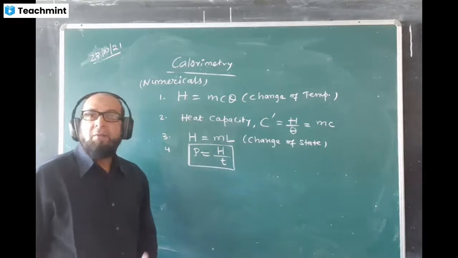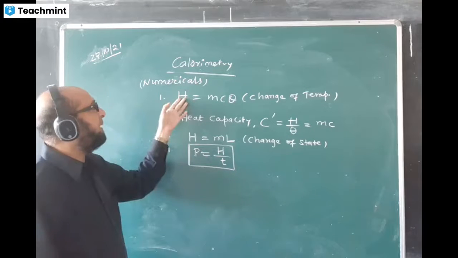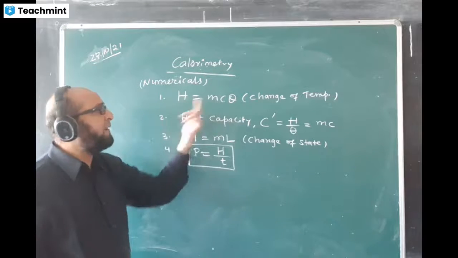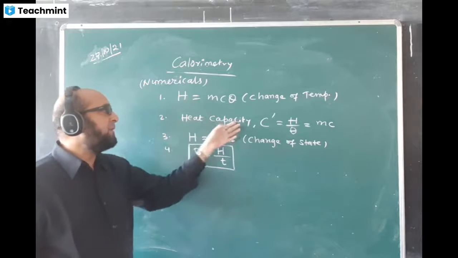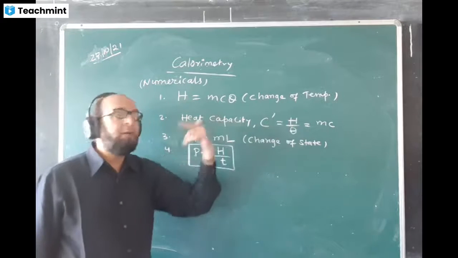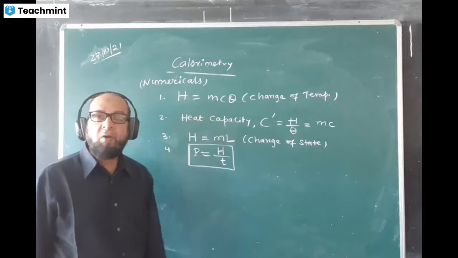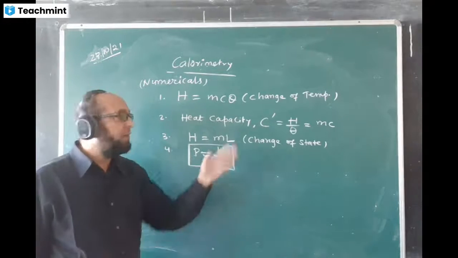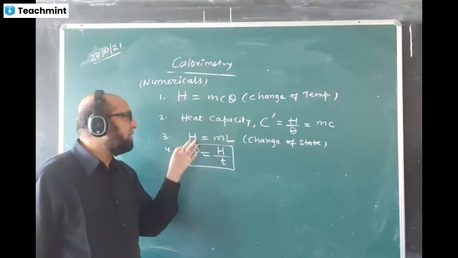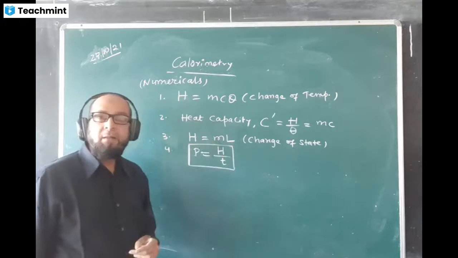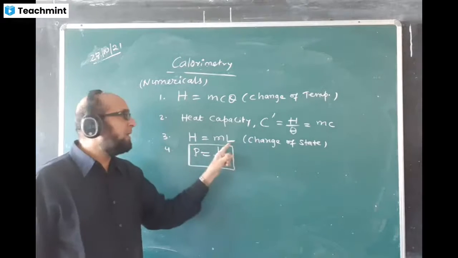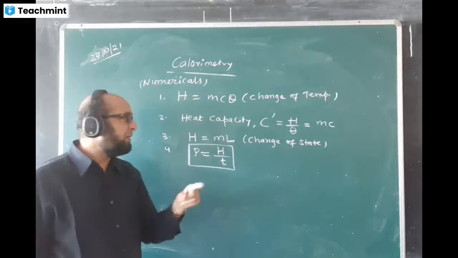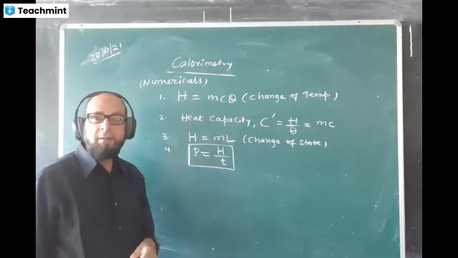In some questions, the heat will be given and one thing is unknown, which you can find out easily. Or you may have to find heat capacity, where the formula will be H by θ or m into c. Heat capacity may be given, or you may have to find it. And at change of state time, we'll use mL, because for unit mass the heat requirement is L. For m mass the quantity of heat required will be m multiplied by L.